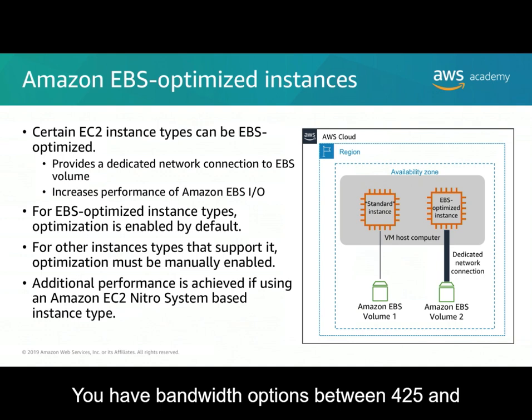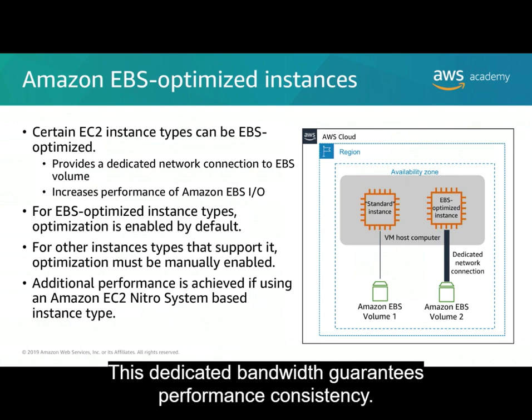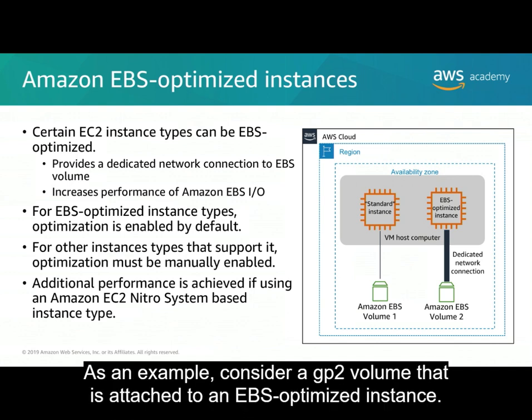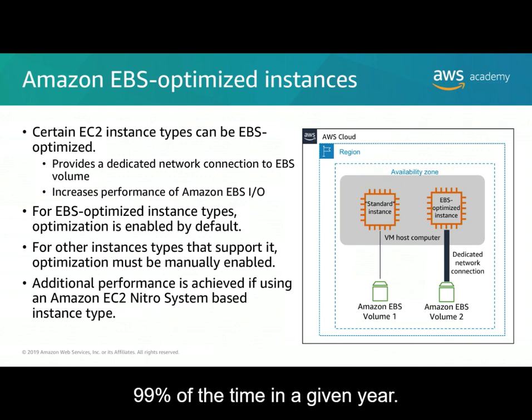You have bandwidth options between 425 and 14,000 megabits per second, depending on the instance type you use. This dedicated bandwidth guarantees performance consistency. As an example, consider a GP2 volume that is attached to an EBS-optimized instance. It can deliver within 10% of its baseline and burst performance for 99% of the time in a given year.